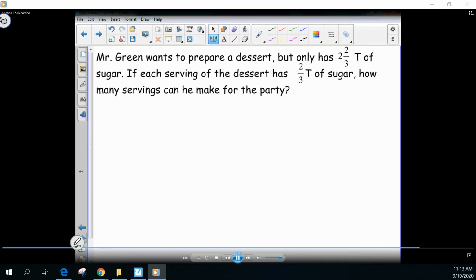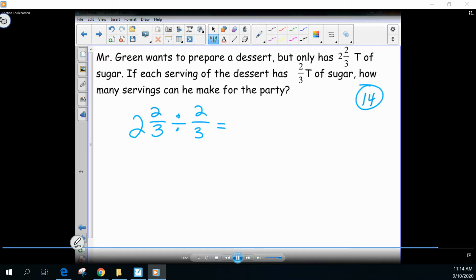Okay, number 14. So go ahead and read through that. Mr. Green wants to prepare a dessert that only has 2 2/3 tablespoons of sugar. If each serving of the dessert has 2/3 tablespoons of sugar, how many servings can he make for the party? So we need to divide. He has 2 2/3 total sugar, and each serving takes 2/3 of a tablespoon. So we need to divide that.